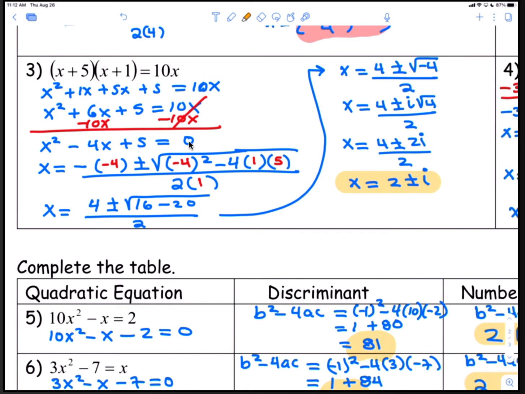plus 5 equals 0. Plugging the numbers into the quadratic formula, we get this, and then we simplify, and we get 4 plus or minus the square root of 16 minus 20 all over 2, which then gives us x is equal to 4 plus or minus the square root of negative 4 over 2. The square root of negative 4 is 2i. And now we have 4 plus or minus 2i all over 2. We can reduce by dividing everything by 2, and we get x is equal to 2 plus or minus i.